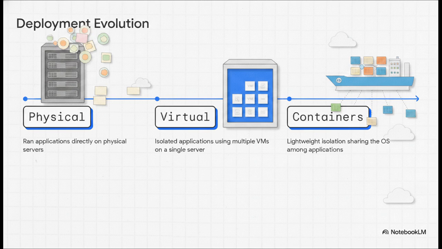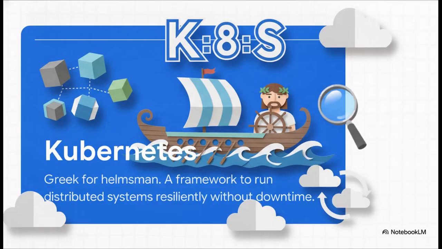But this introduced a massive new problem. How on earth do you manage thousands of containers at scale without losing your mind? And that is exactly where Kubernetes comes to the rescue. Fun fact, the name actually originates from Greek, meaning helmsman or pilot. You'll also see it abbreviated all the time as K8s, which is literally just counting the 8 letters between the K and the S. Open sourced by Google in 2014, Kubernetes acts as that helmsman, orchestrating the container chaos.